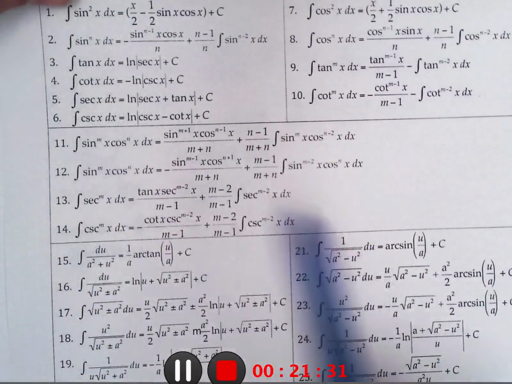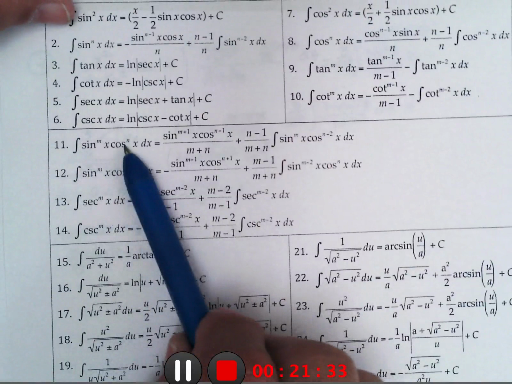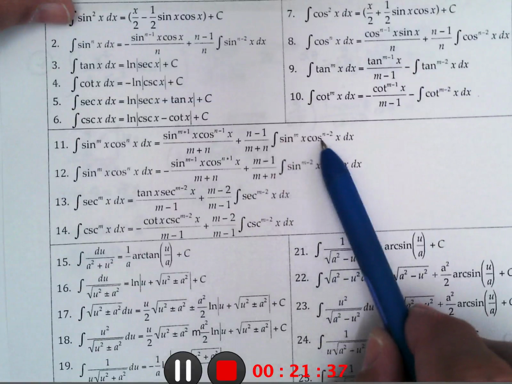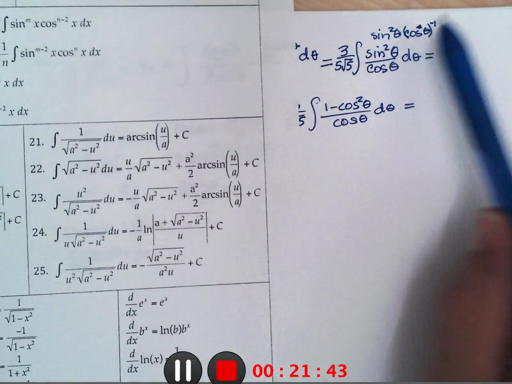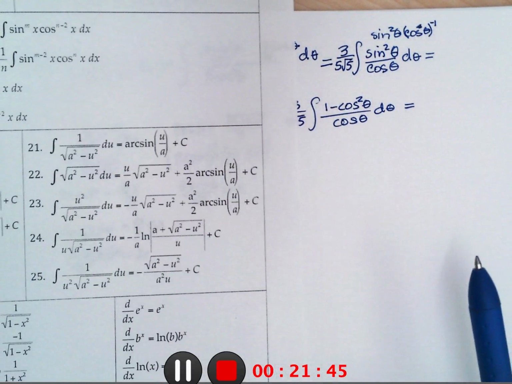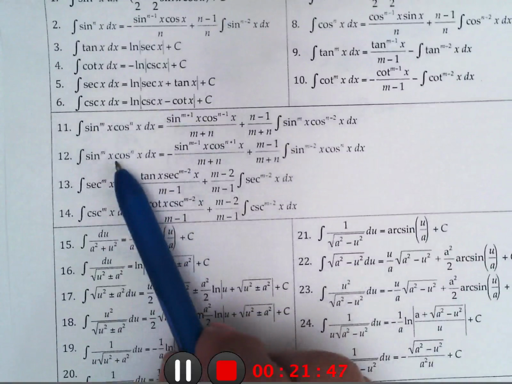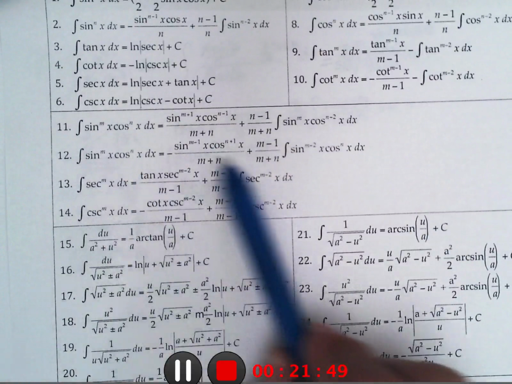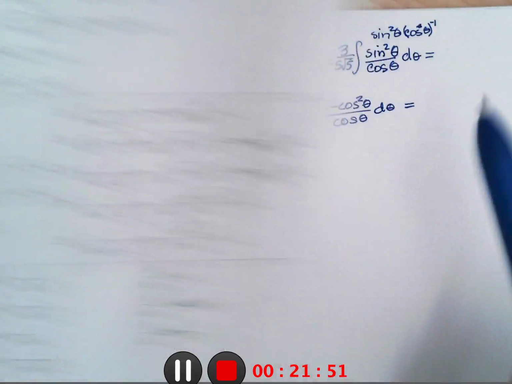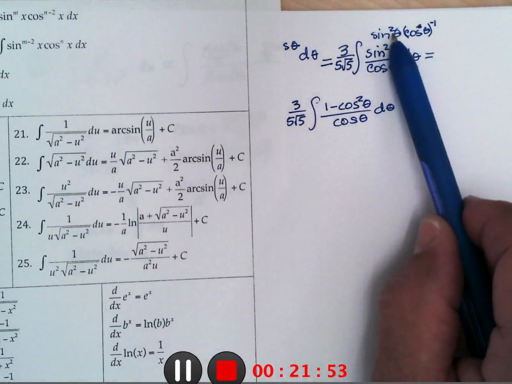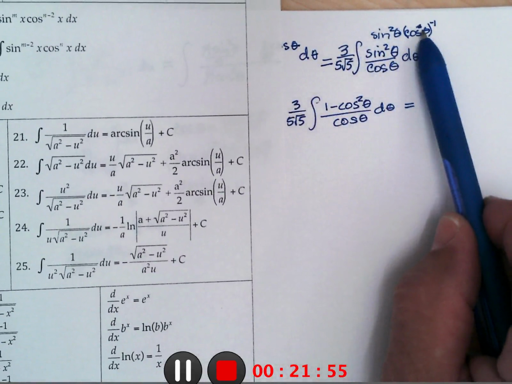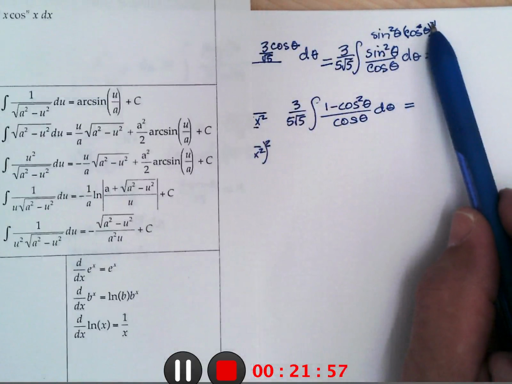11 will take sine to the m, cosine to the n, and reduce the integral part so cosine gets 2 less. Well, if it's already minus 1, I don't want to go 2 less than that. So when I look at 12, it will reduce the sine by 2. Well, sine reduced by 2 would go to 0, and so then I just have the cosine to the minus 1, which is secant, and then I can use the secant formula. That's what I did in class.